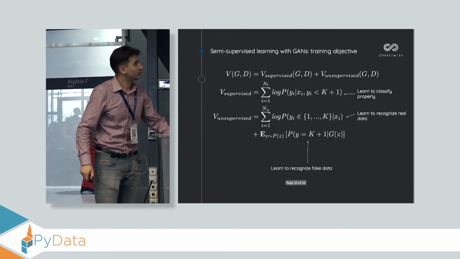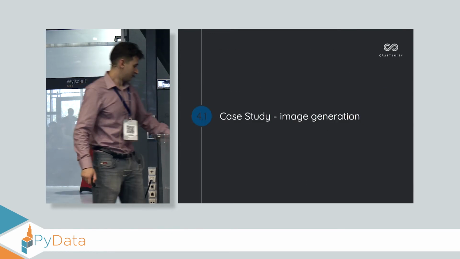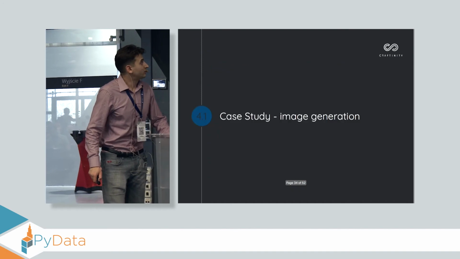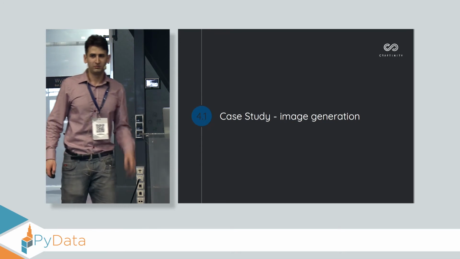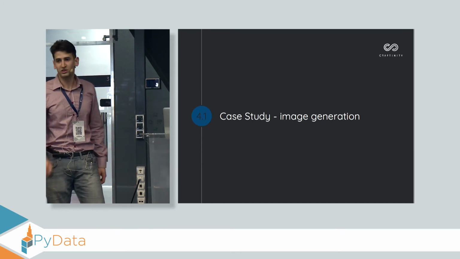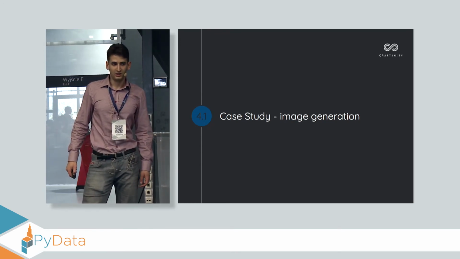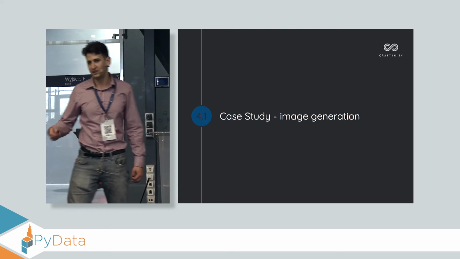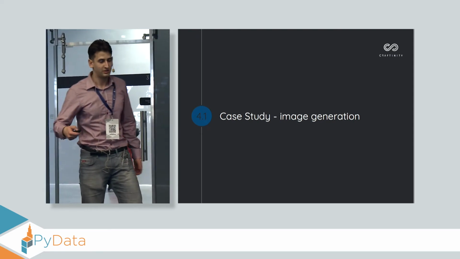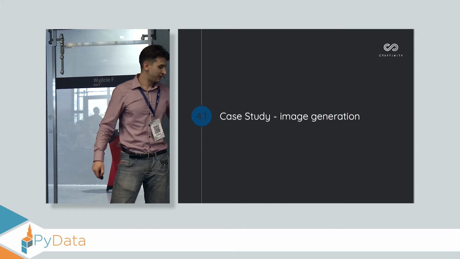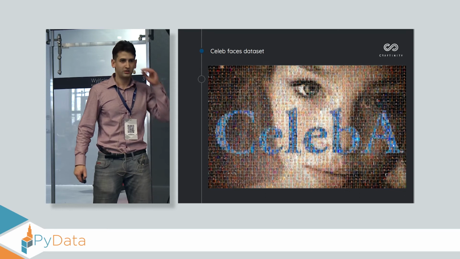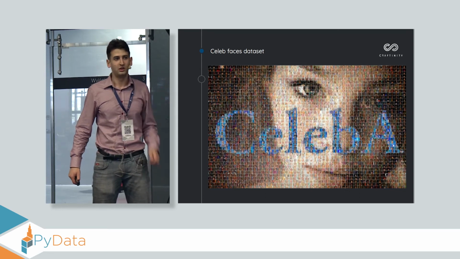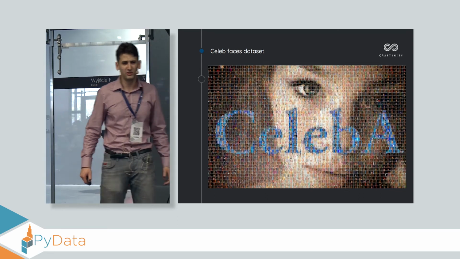Okay, so maybe I will show some results. The first one is image generation. I used the celebrity faces dataset to train both VAE and GAN in an unsupervised way. The celebrity faces dataset is a big dataset comprising over 200,000 faces of famous people.